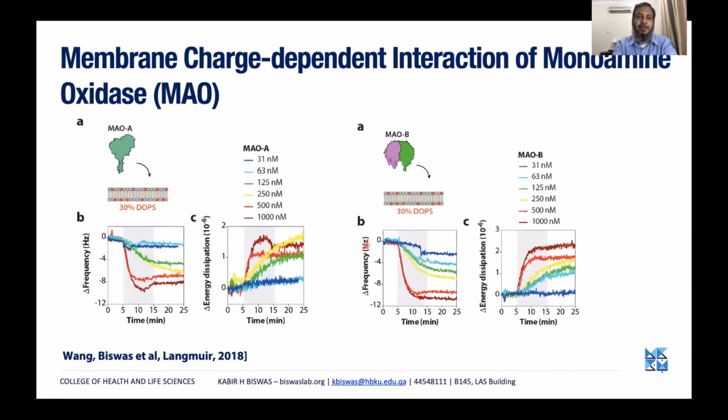Here is another piece of work that I did. I was fortunate enough to be a part of the laboratory of Professor Joe, where we look at the binding of a protein called monoamine oxidase. It's an important enzyme involved in neurotransmitter metabolism. You can see that these two proteins, one a monomer and the other a dimer, can interact with lipid bilayers in a charge-dependent manner.